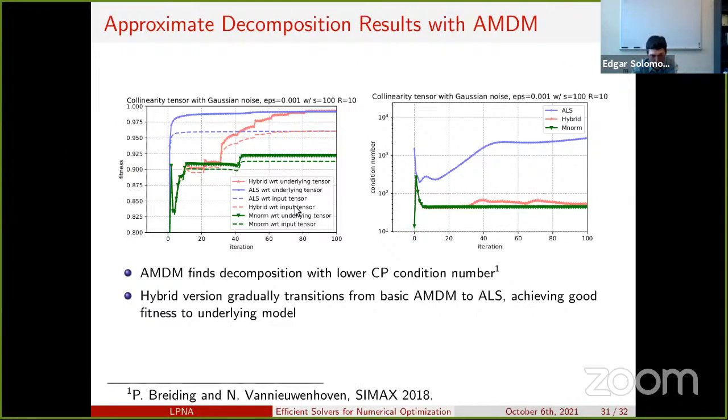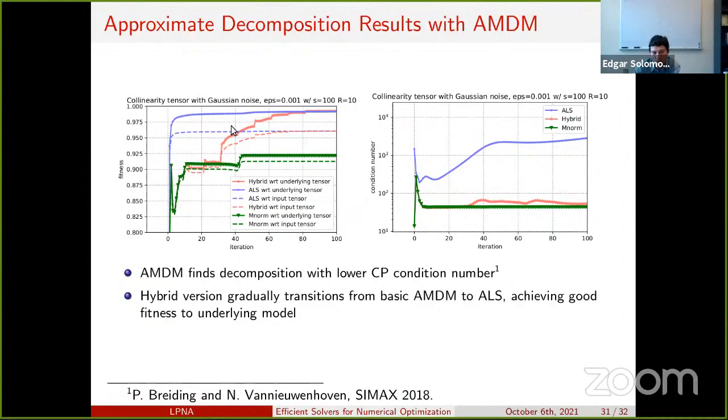And so if we try to do that for a tensor that's fairly ill-conditioned but has an underlying model plus noise, we can compare what the baseline method does in terms of fitness and in terms of condition number relative to the standard ALS method, which is the blue line in both cases, and the hybrid version is the red line. And so as we see, the green line stays extremely well conditioned, but is not that high in fitness, although it does achieve some reasonable fitness.